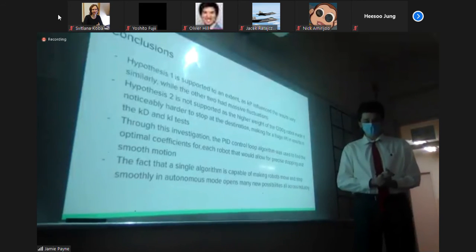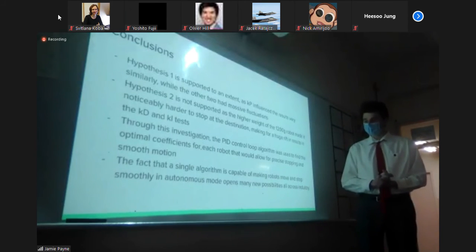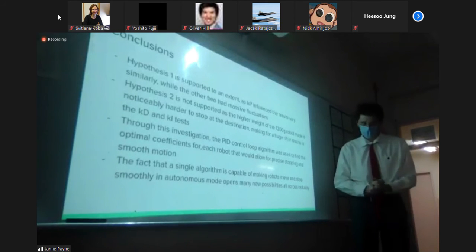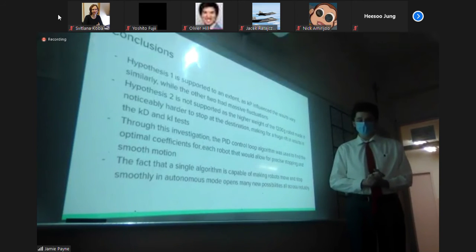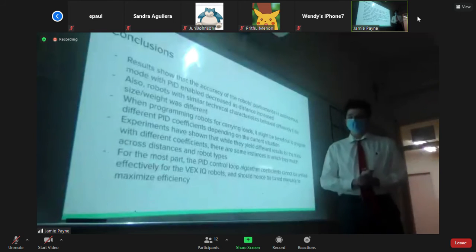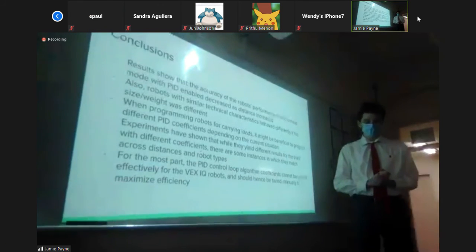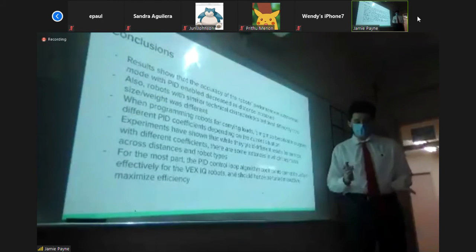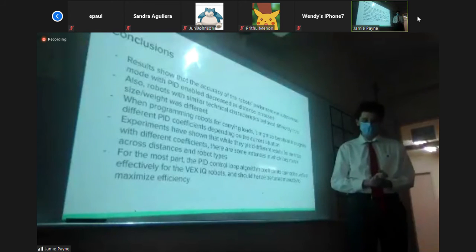Through this investigation, the PID control loop algorithm was used to find the optimal coefficients for each robot that would allow for precise stopping and smooth motion. And the fact that a single algorithm is capable of making robots move and stop smoothly, well, somewhat smoothly, in autonomous mode opens many new possibilities all across industry. So, the results show that the accuracy of the robot's performance in the autonomous mode with PID enabled decreased as distance increased. Also, robots with similar technical characteristics behave differently if their size or weight was different.